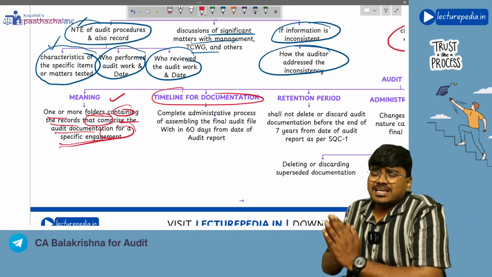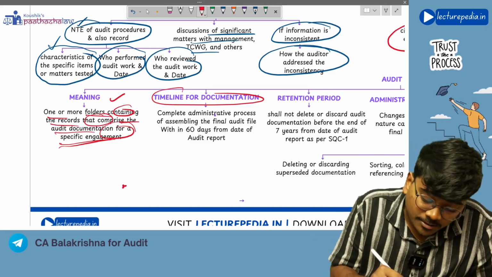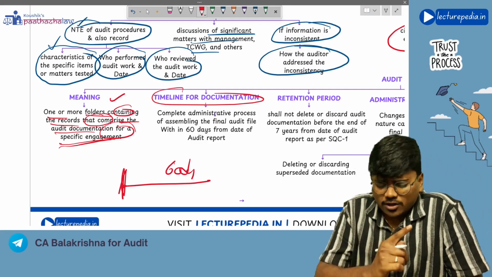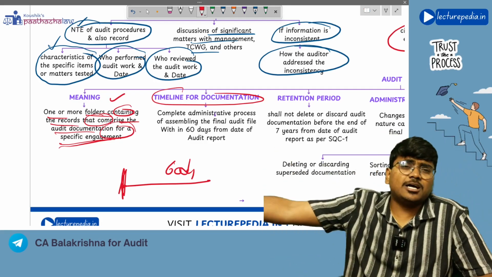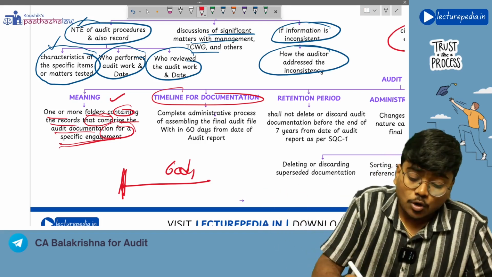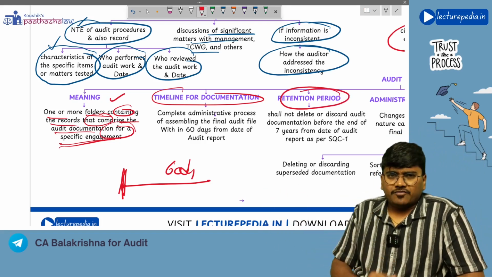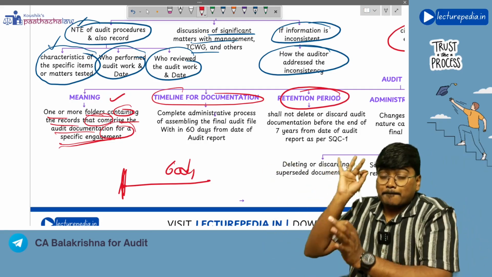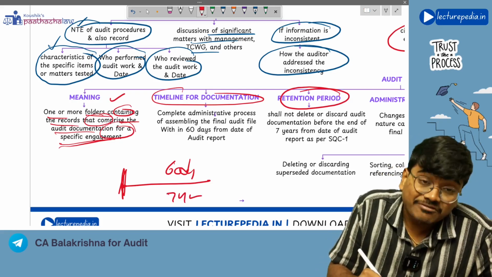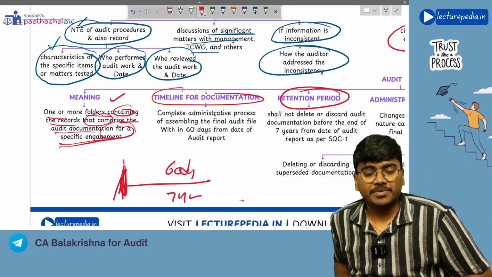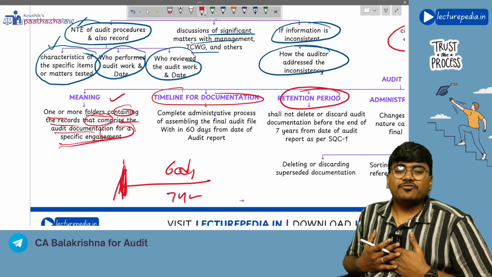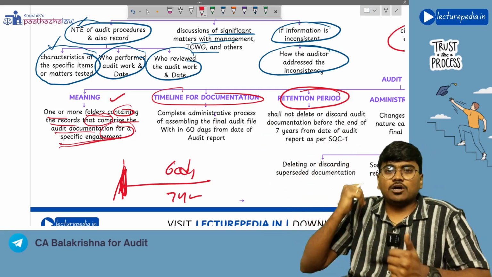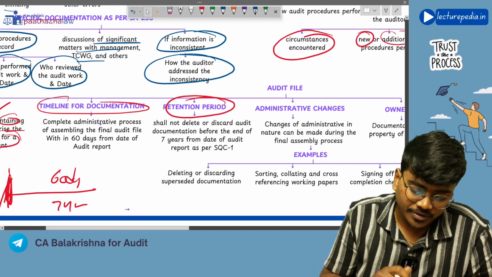Next, timeline for documentation. You need to finalize this audit file within 60 days from the date of audit report. Next, what is the retention period of this audit file? You need to retain this audit file with you. You should not dispose it, you should not burn it, for a period up to 7 years from the date of audit report. Understanding? So the audit documentation, the audit file that you maintain, should be retained by you for a period of 7 years from the date of audit report. That is the retention period, which is 7 years.